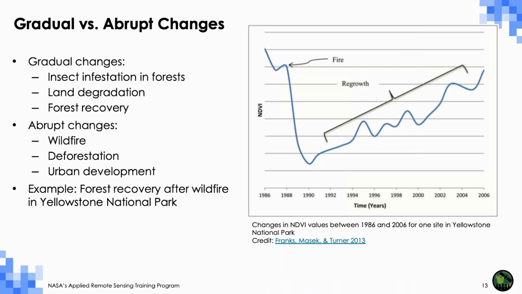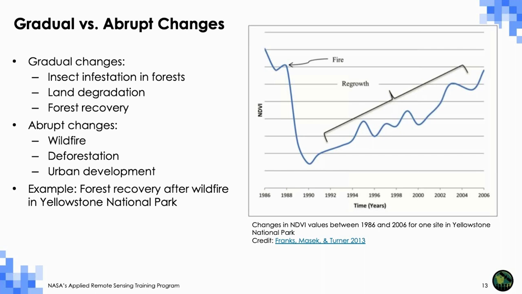So when we think about landscape change, we usually frame this change as either gradual or abrupt. And gradual changes are those that occur over a longer period of time, like over the course of months or years, while abrupt changes take place quickly and are often marked by a distinct change in the land surface. So we've provided some examples of both change types. Gradual changes can be due to things like land degradation, insect infestation, disease, and forest recovery from a disturbance event. And abrupt changes to the land surface can be due to things like wildfires, deforestation, or rapid urban development.